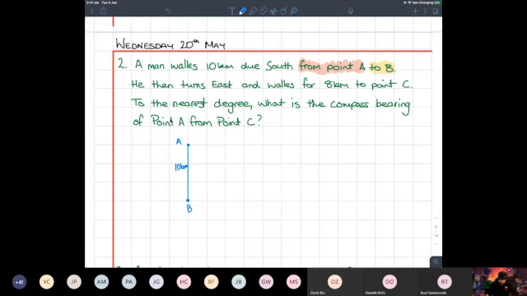He then turns east. So east in this diagram, it would be, well, east is to the right, and walks to point C. So there's another destination. Now we're going to go 8 kilometers to point C, and that's east. So we're going to turn east. So there's a direction east, and that's 8 kilometers.